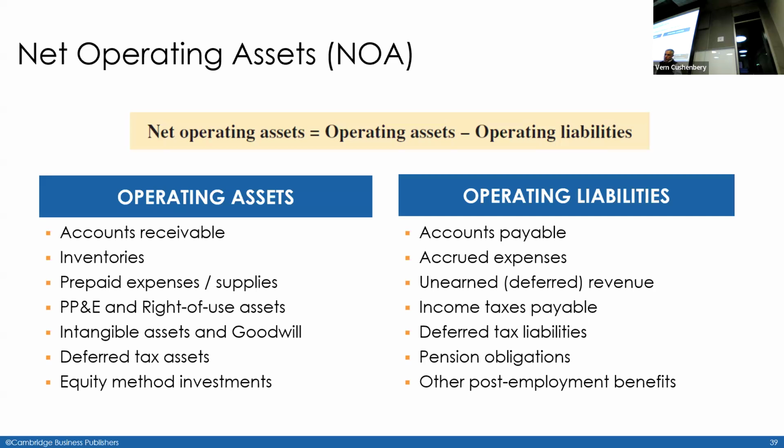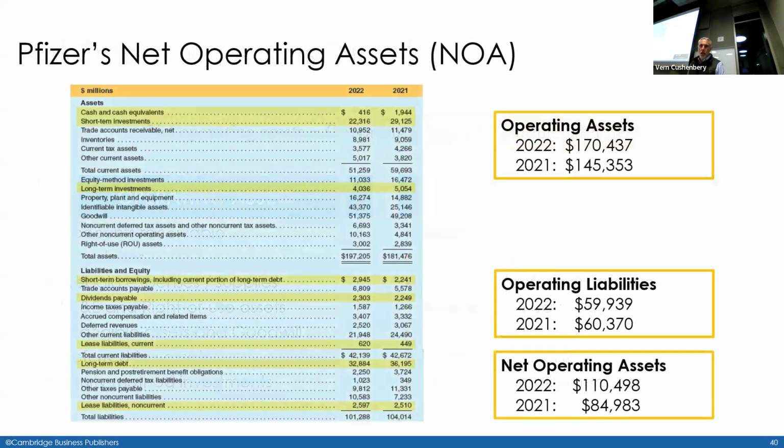Anytime you have a question about whether or not something's operating, if it's outside of the norm, so to speak, that's probably a pretty good indication that it's non-operating. Here we're looking at Pfizer's net operating assets. The highlighted rows in this example are non-operating assets. And I take issue with the very first one, cash and cash equivalents. In 2022, Pfizer's cash was 416 million. In 2021, it was 1.9 billion. Short-term investments of 22 billion.